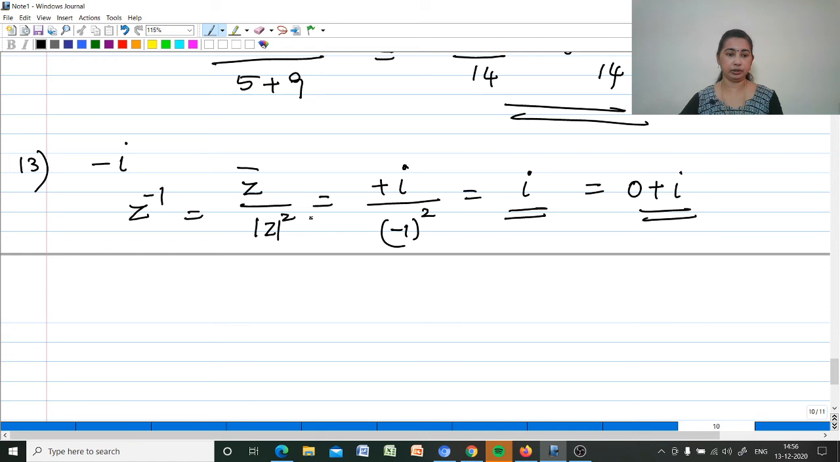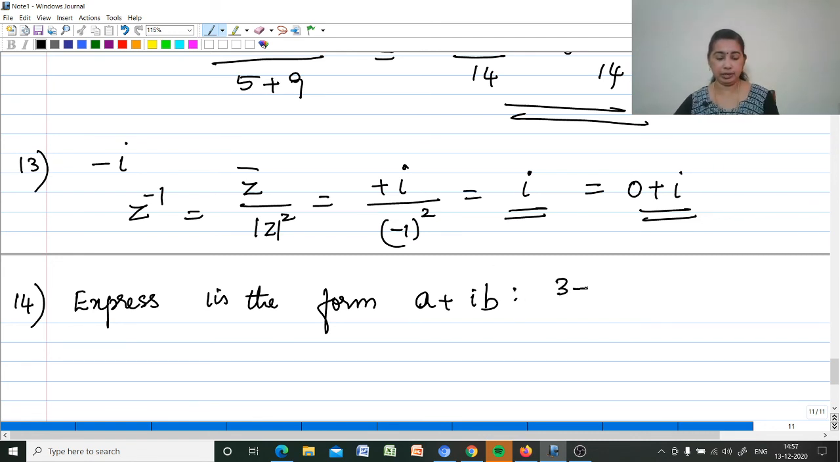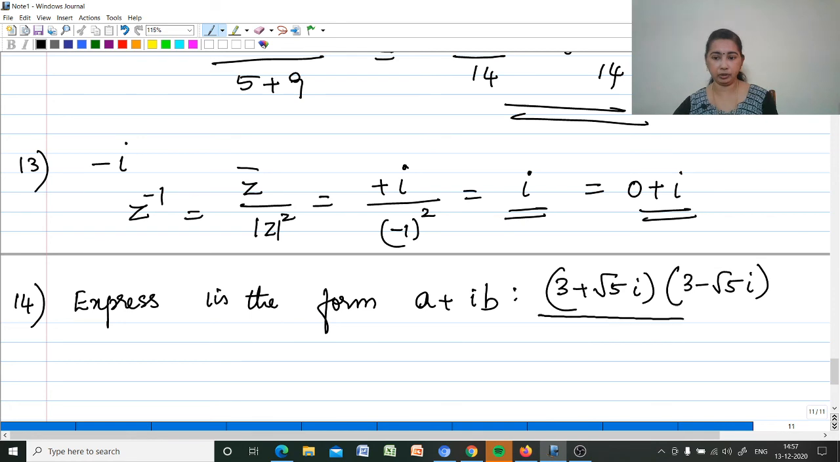Now, the last question of that exercise, 14th question. Express the following in the form a plus ib. Question is 3 plus root 5i into 3 minus root 5i, whole divided by 3 plus root 2i minus 3 minus root 2i.